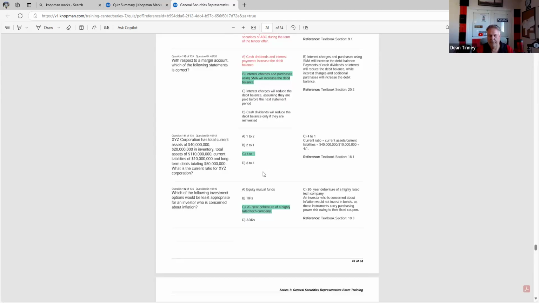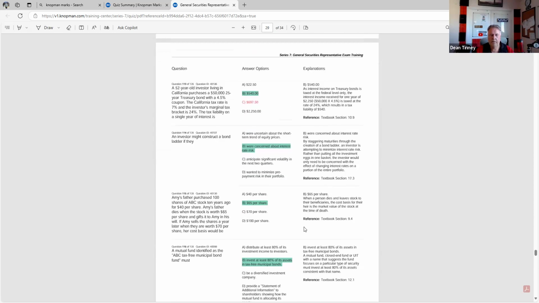And no, remember the interest charges and purchases. You have me mark you wrong on that one, but remember, you're borrowing from the firm, so the interest charges hit the account. If you use your SMA, that's money we're lending you. Boom, boom, boom, boom. How do we miss that one?